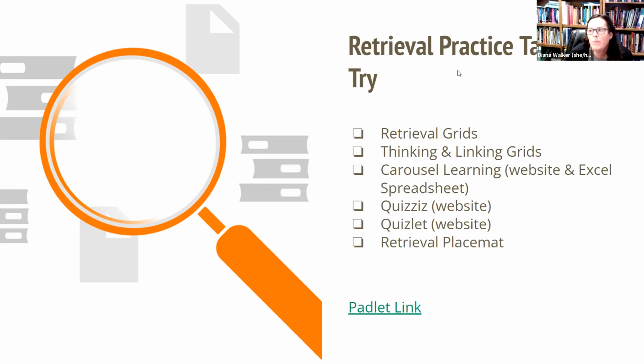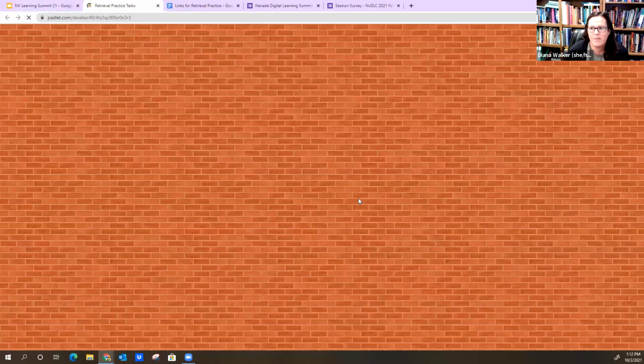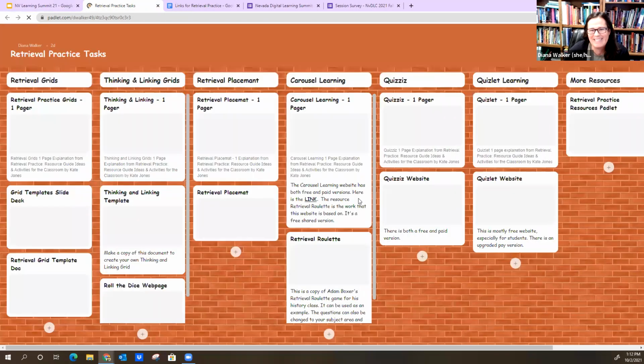Okay, so retrieval practice tasks to try. Because this is a digital learning summit, there's several online tasks. But the first one, retrieval grids, and the thinking and linking grids are pretty low tech. A retrieval grid. Will someone shake their head at me that they can see the Padlet coming up on the screen? Thank you.